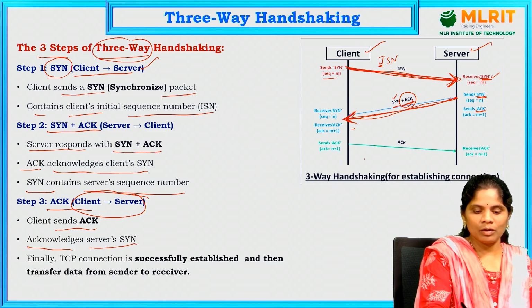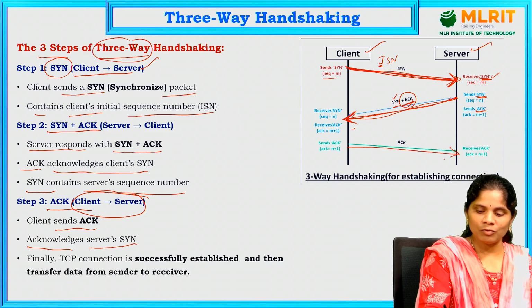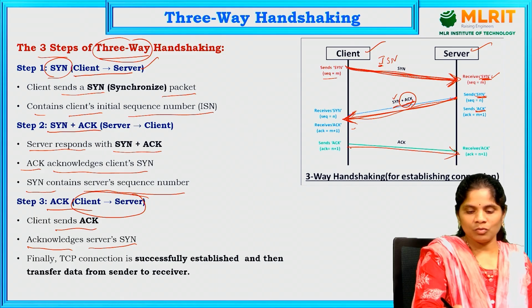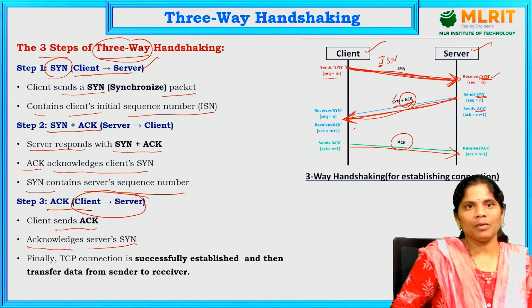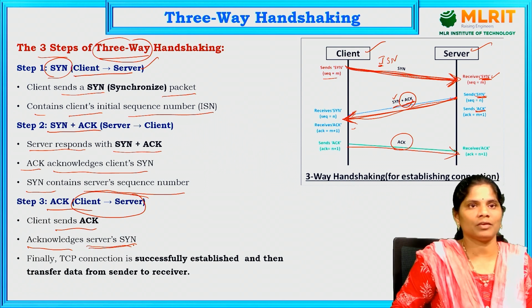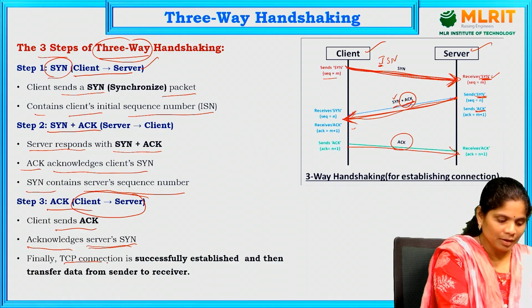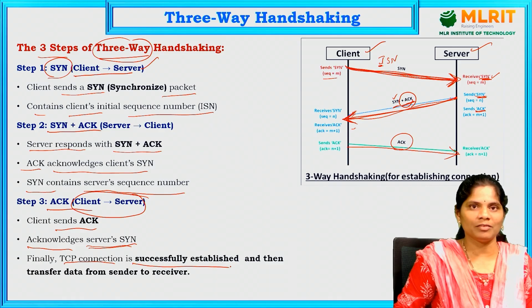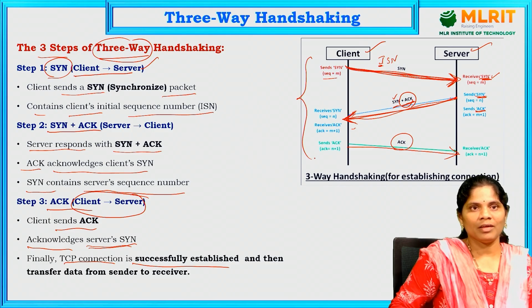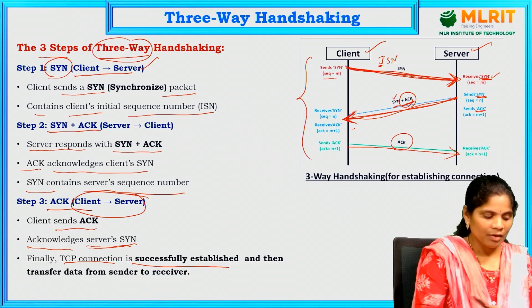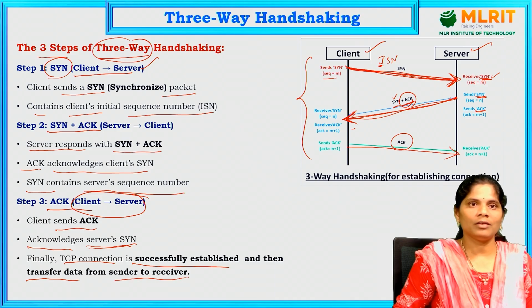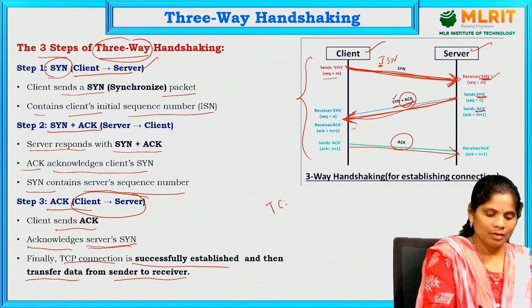So here also the client is sending an acknowledgement. Yes, I also received your request, so I have accepted your connection. He is giving an acknowledgement to the server, acknowledging the server's synchronization. And finally, the TCP connection is successfully established. Only after the successful completion of connection establishment, we send the data from the sender to the receiver. That is the process in TCP protocol.